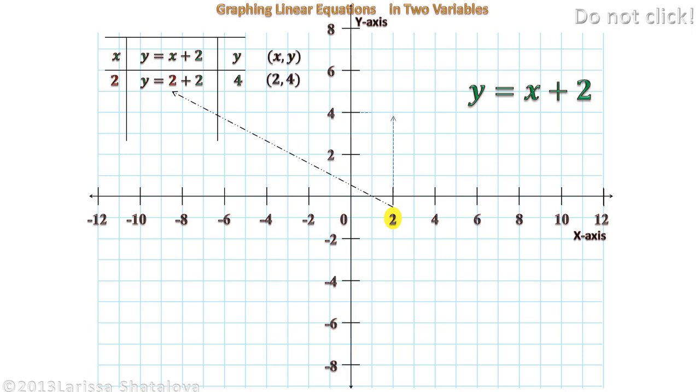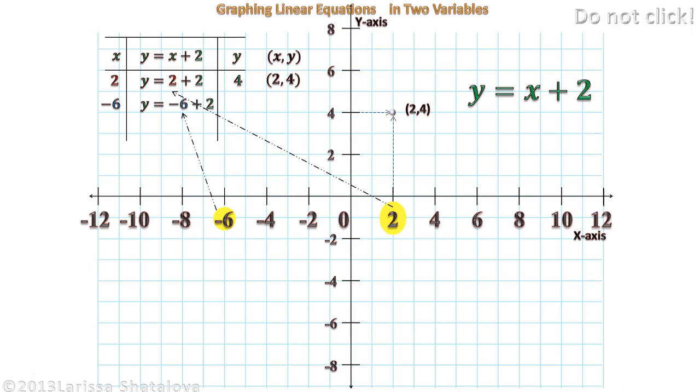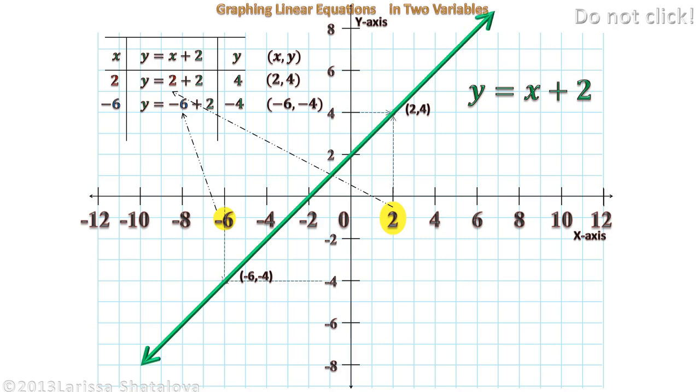And you can plot this point. After that, you have to pick again any value for x which is available for you. I pick -6. And then I have to calculate how much would be y if x is -6. As you see, -6 and +2 will be just -4. As a result, I have a point with coordinates -6, -4. Now I can plot this point, -6, -4. So I have a second point. If I have 2 points, I can graph a straight line.